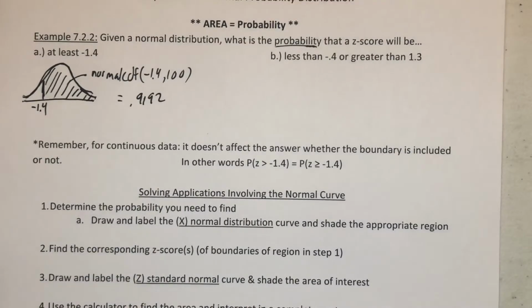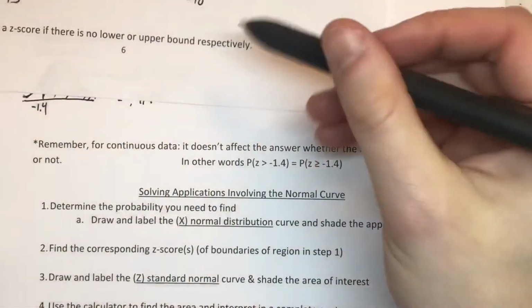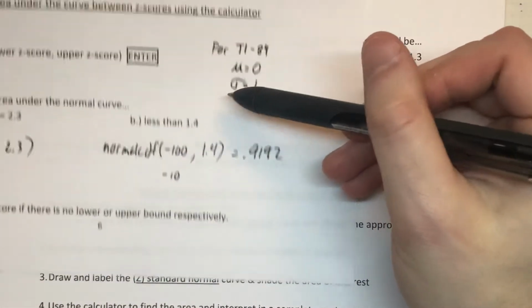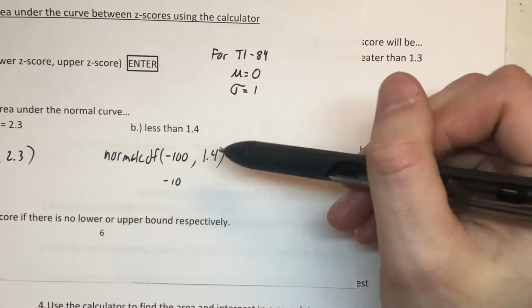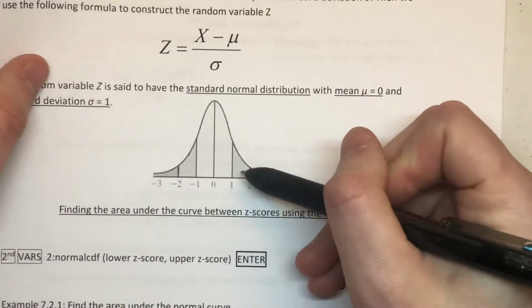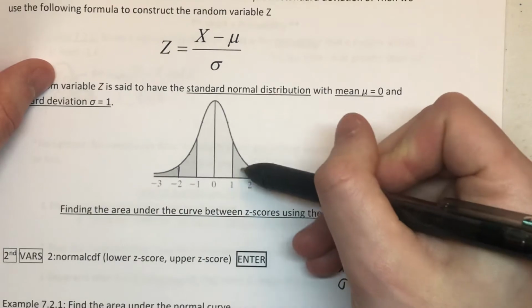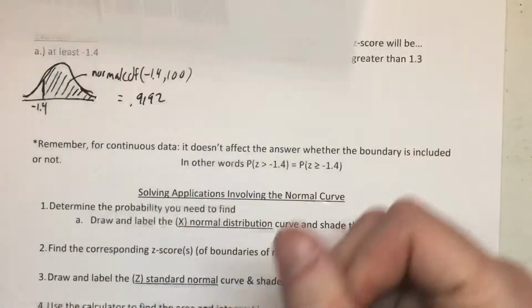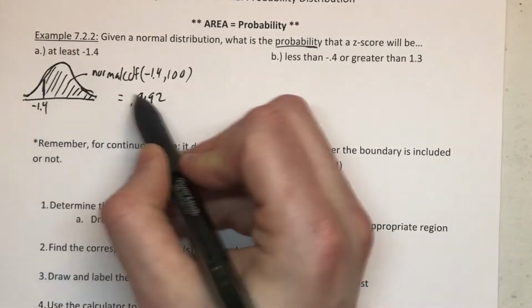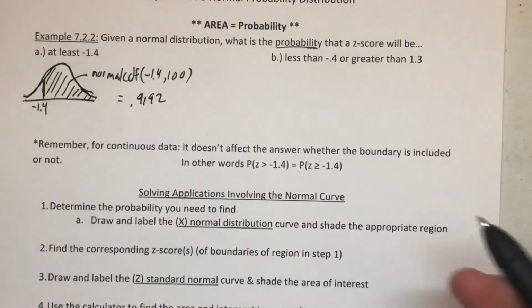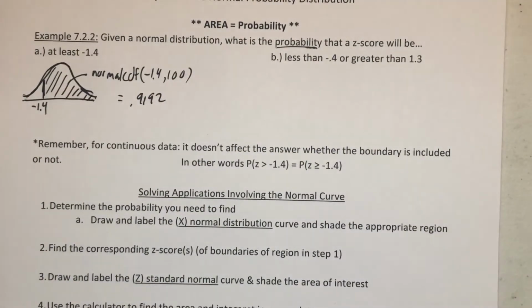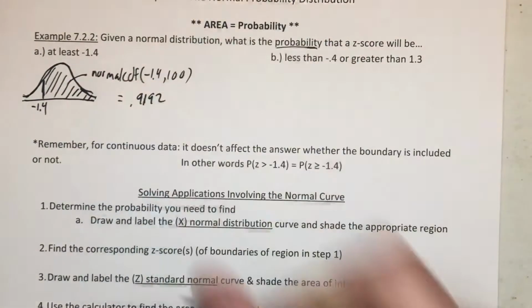0.9192. Notice you are getting the exact same number that we got when we looked at to the left of 1.4. Again, because of symmetry, the area left of 1.4 is the exact same as the area right of negative 1.4. The more familiar you get with the bell-shaped curve and its properties, the more little things like that you can notice and use to your advantage.